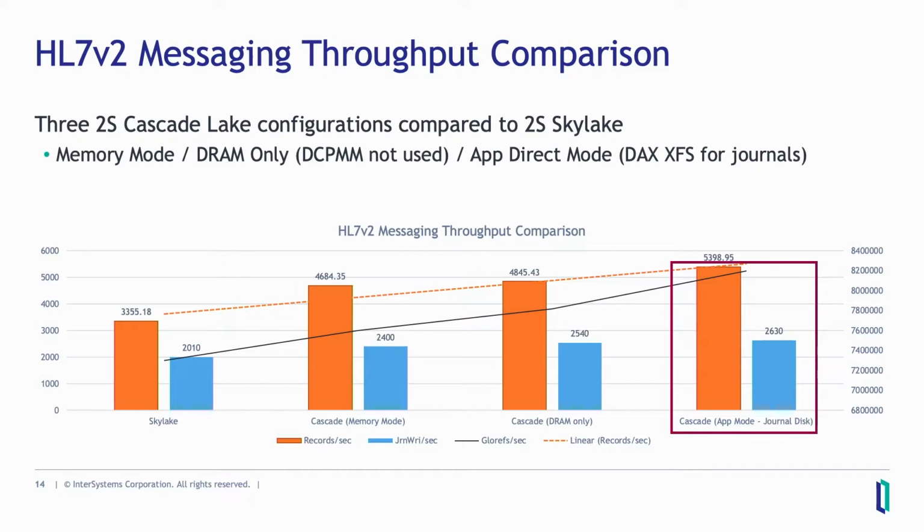Comparing the results to the initial Skylake configuration, this was a 60% increase in throughput, or messages per second, comparing the two from the beginning to the end. So all in all, this is very impressive. It's predictable. And it's interesting to see how the different modes impact the performance of IRIS. So it's a good case of knowing your workload and where the right footprint of DCPMM is.